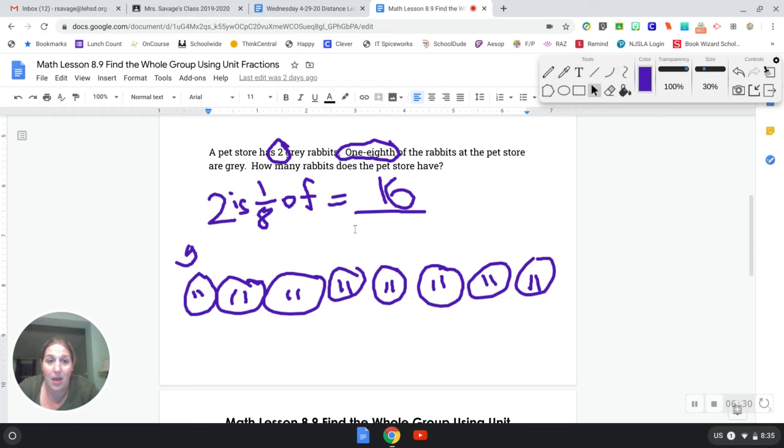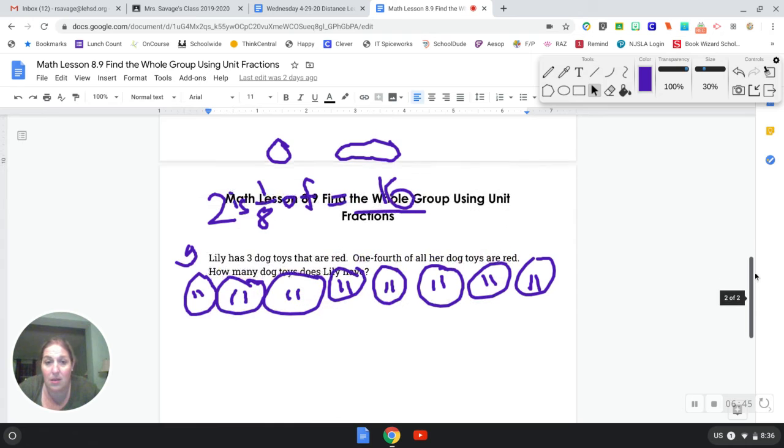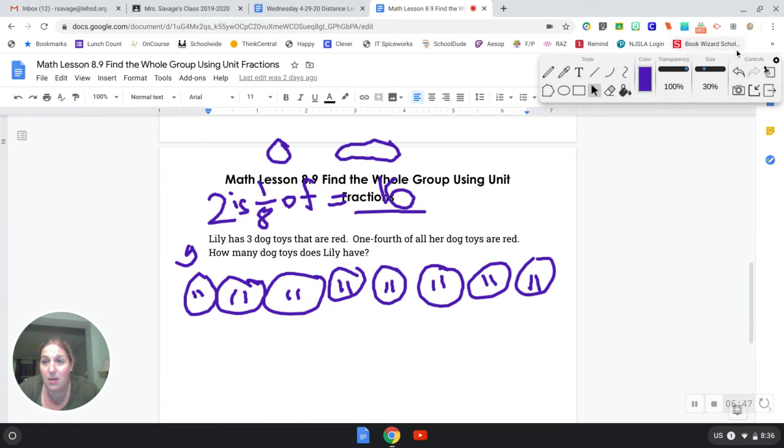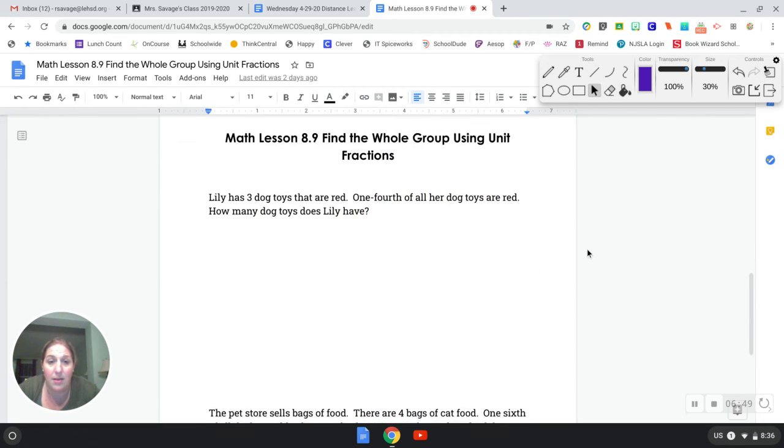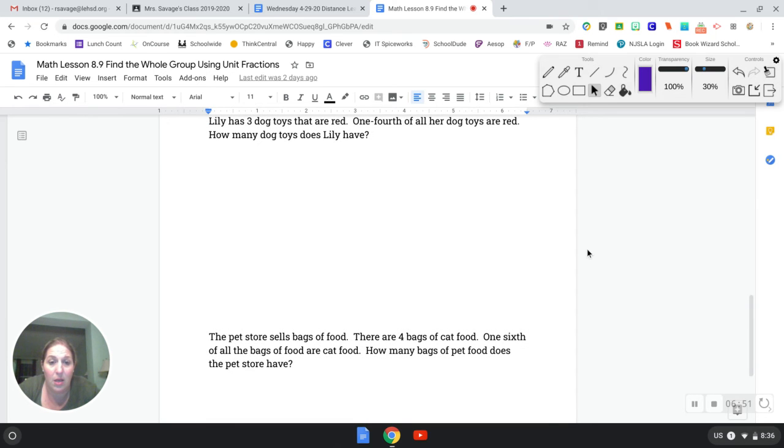Okay? I used the denominator. I figured out what the unit fraction was, because really this is 1/8 of this picture. That's 1/8, and they all have to be the same. So 2 is 1/8 of 16. All right, let's move down. We got another one. Let's erase that. I have 2 more.